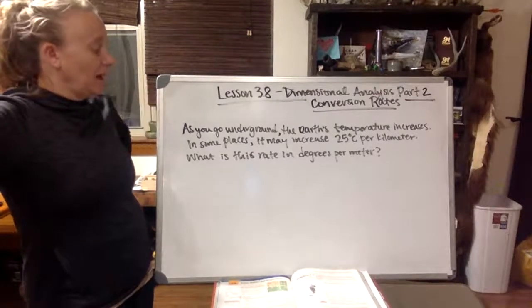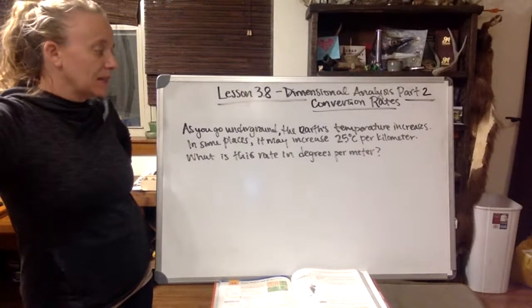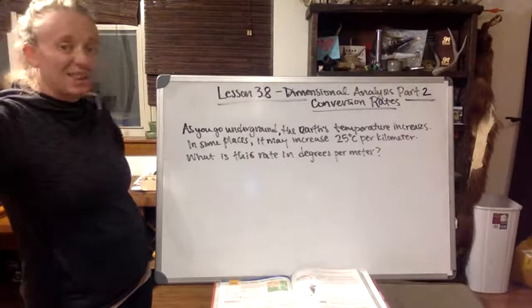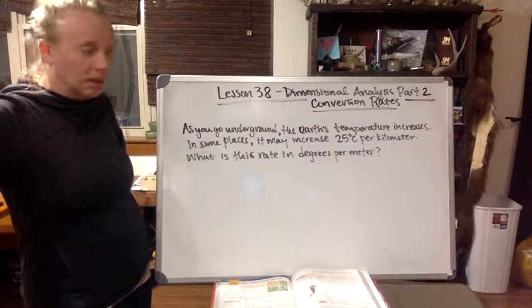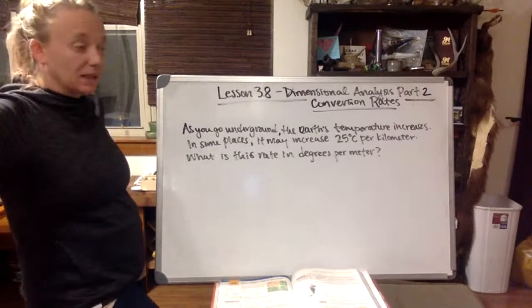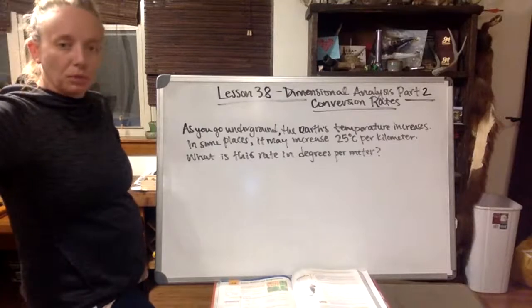This one. As you go underground, the Earth's temperature increases. In some places, it may increase 25 degrees Celsius per kilometer. That's substantial. Cool. It's like 70 or 80 degrees. No, like 85. That's a lot. What is this rate in degrees per meter?